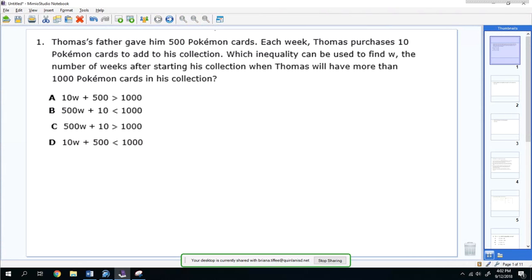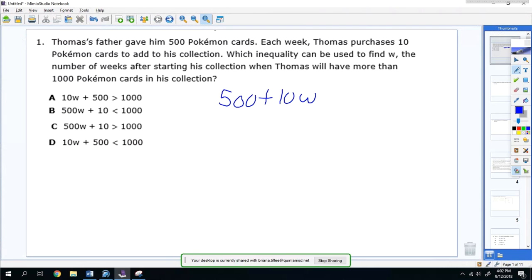So the first problem says Thomas's father gave him 500 Pokemon cards. Each week, Thomas purchases 10 Pokemon cards to add to his collection. So he starts off with 500 plus 10W. Which inequality can be used to find W, the number of weeks after starting his collection that Thomas will have more than 1,000 Pokemon cards? So 1,000 is total. It says more than, so it's going to be greater than. So the answer would be A.